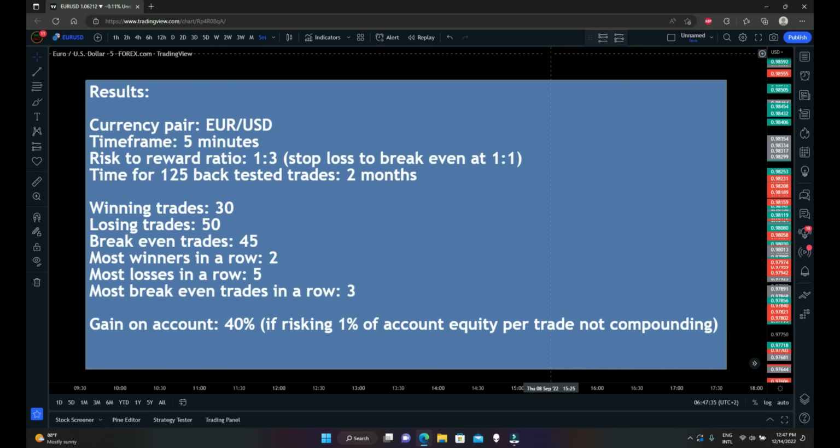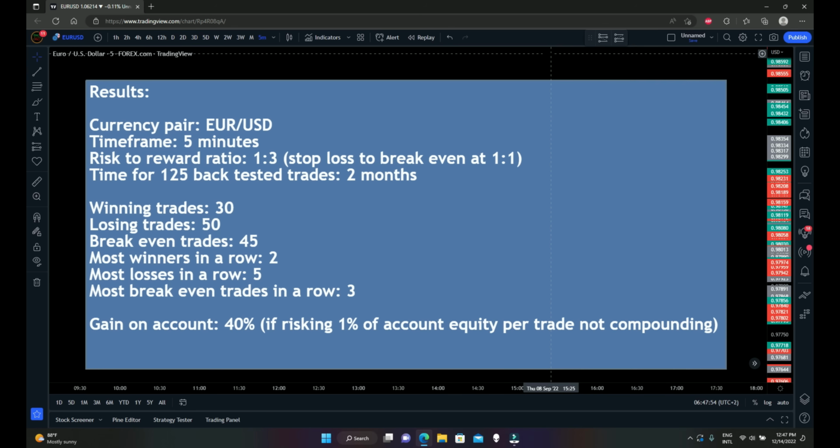Out of these 125 backtested trades, there were 30 winning trades and 50 losing trades. So significantly higher win rate compared to the original test. 45 trades were break-even trades. The most winners in a row was 2, the most losses in a row was 5, and the most break-even trades in a row was 3.